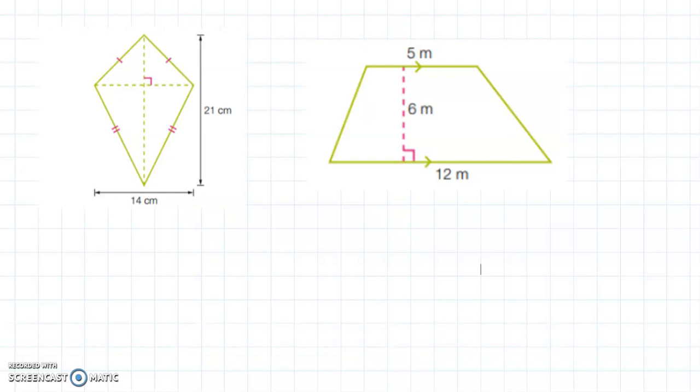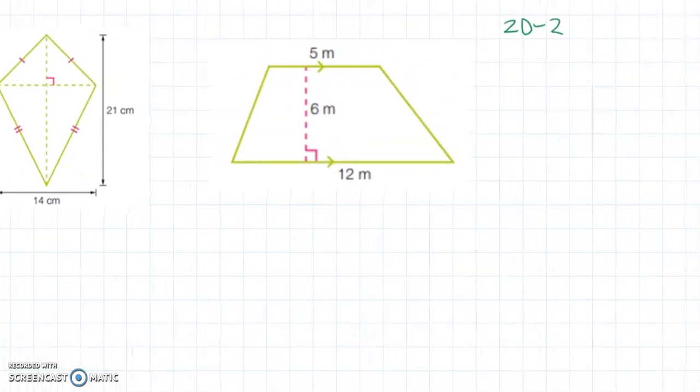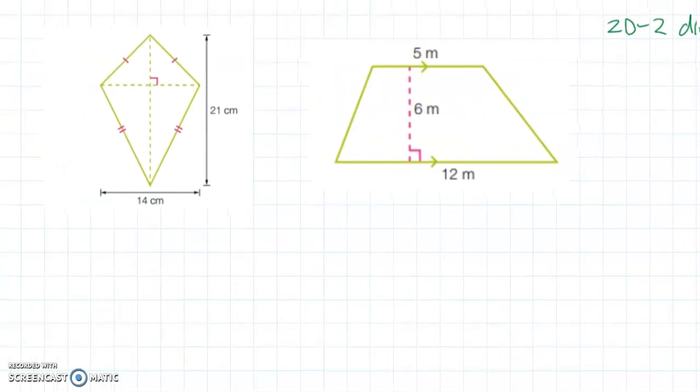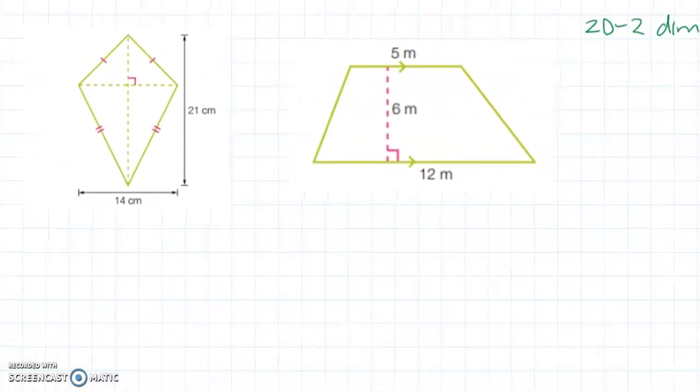We'll look at a couple of examples of calculating area for common 2D shapes. 2D stands for two-dimensional, and two-dimensional shapes are shapes like triangle, rectangle, square, circle, trapezium, parallelogram, and things like that. Okay, so first we have a kite.